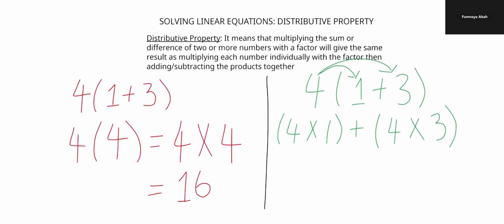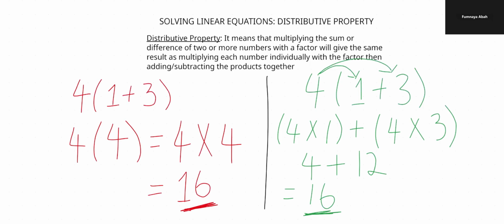So if we simplify this, we have 4 times 1, which is equal to 4, and then plus 4 times 3 is equal to 12. So now we have two products, which we just simplified, and now we can add these two products together. So 4 plus 12 is equal to 16. And we can see that this is the same result as we got on the left-hand side here. So this is just what the distributive property is. Just multiplying the sum or difference of two or more numbers with a factor will give us the same result as multiplying each number individually with the factor.